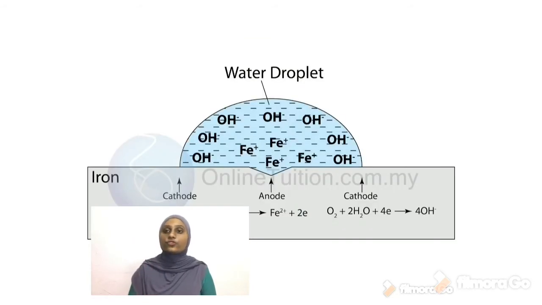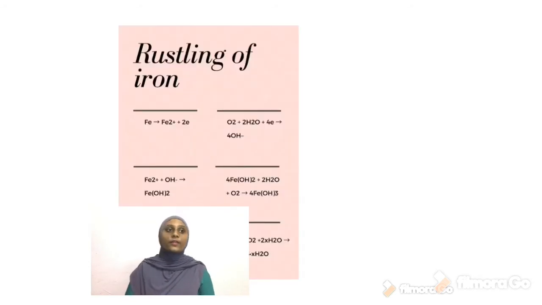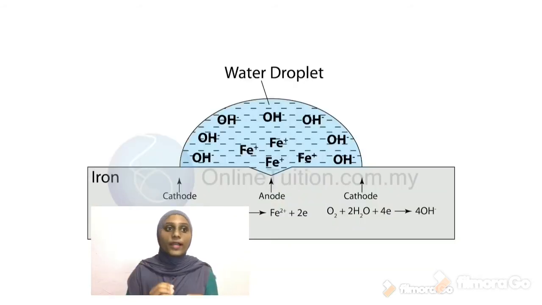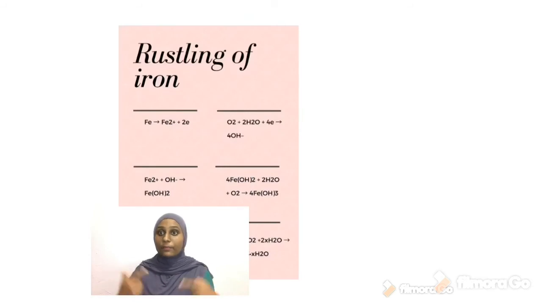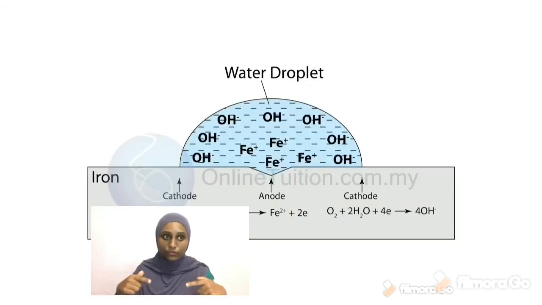Next, we'll move to a familiar, common example of corrosion, which is the corrosion of iron, also called rusting of iron. In the rusting of iron, iron acts as the reducing agent and oxygen gas as the oxidizing agent. The process of rusting of iron can be explained by looking at this photo.